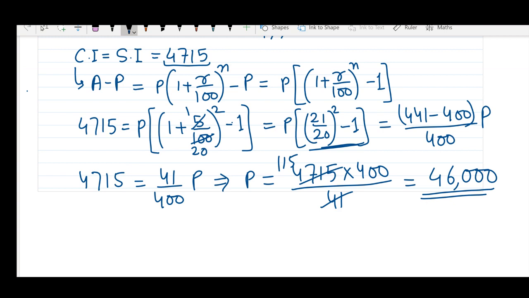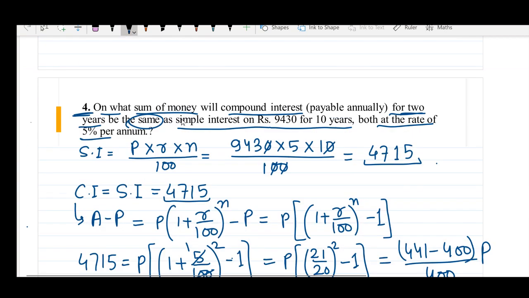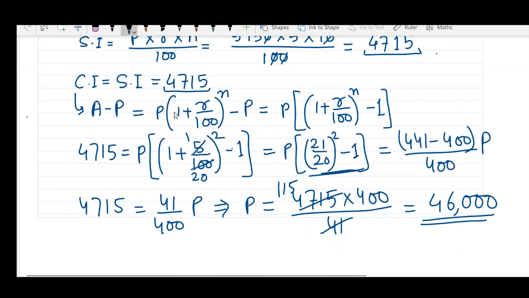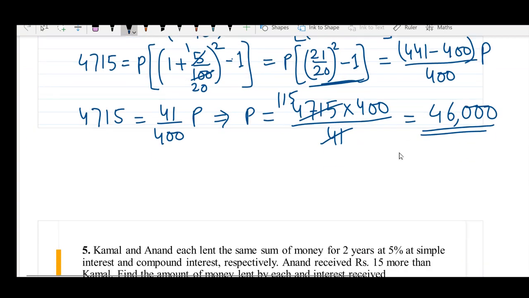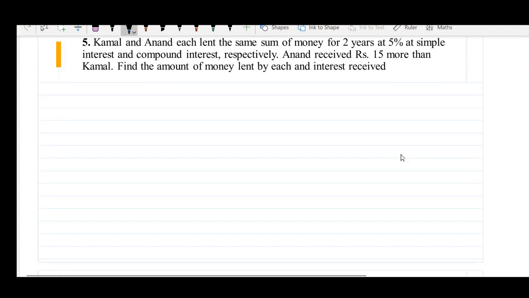I hope it is clear. That is what they have asked: on what sum of money? The sum of money is 46,000. So let's discuss the next question.